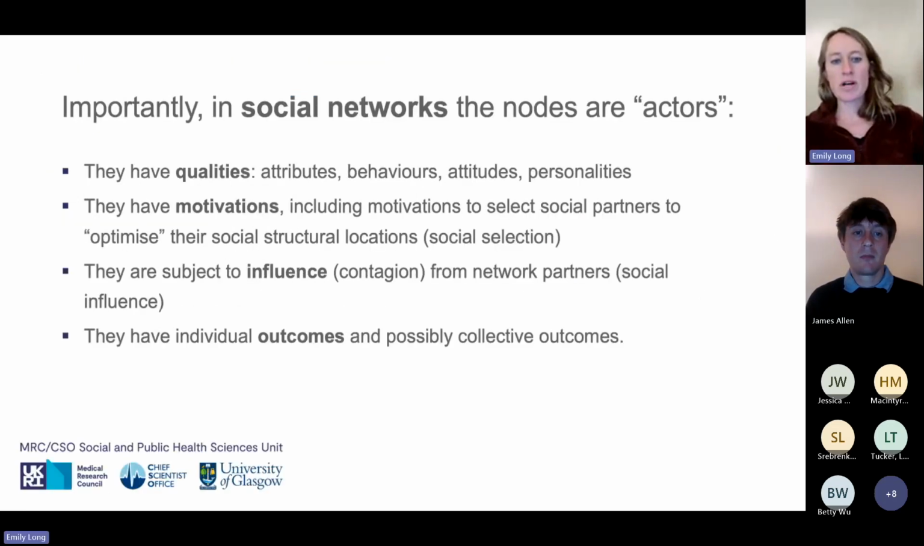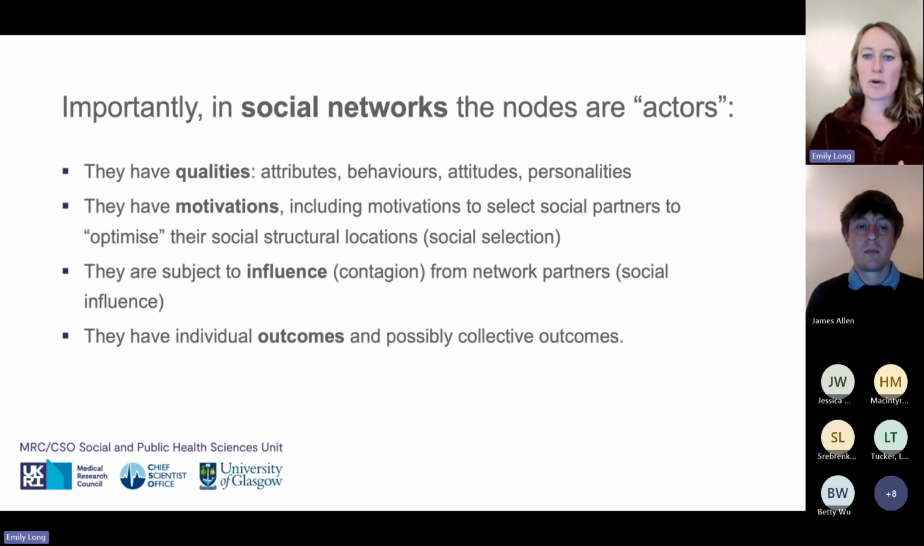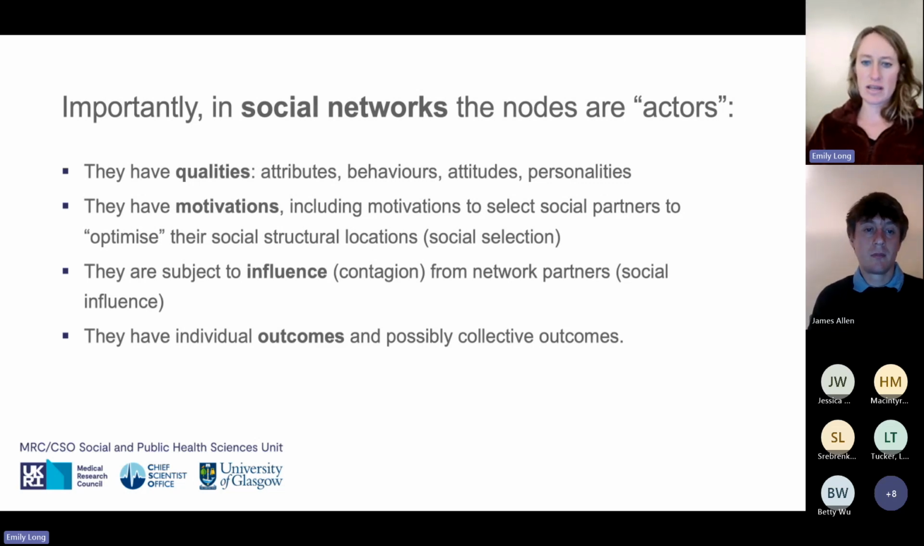Okay, so when we're talking about social networks, so we're talking about people in some way, it's important to remember that the nodes, the vertices in this network are actors. So they have some qualities to them. They bring with them their behaviors, their attitudes, what their personality is. There are also usually motivations behind each of these things. So there are motivations for wanting to be connected to certain people to optimize their own social status. They also are subject to influence from other people in the network.